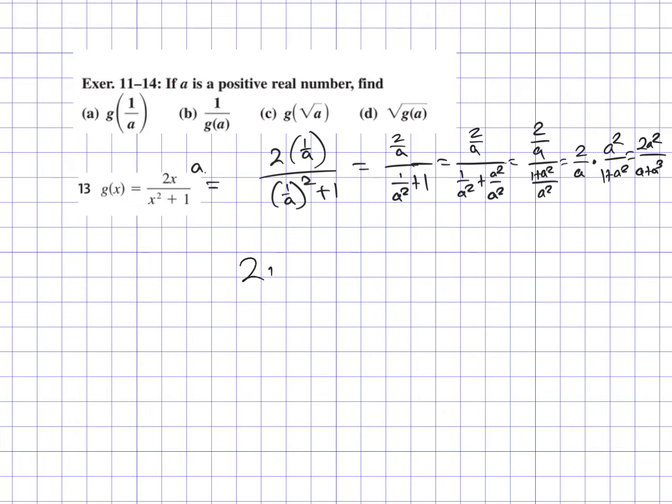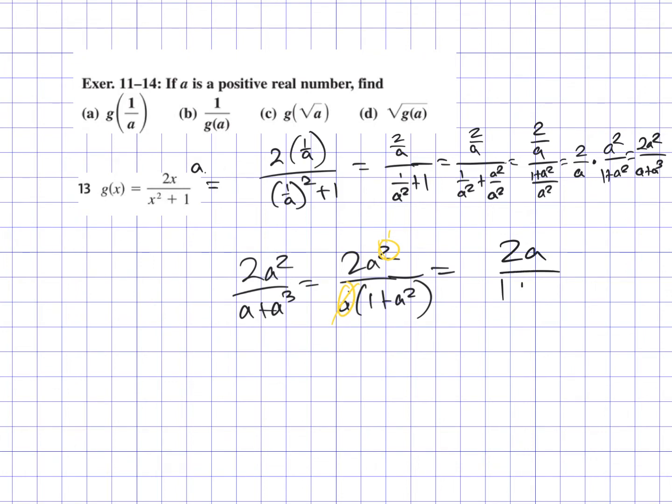And we get 2a squared over a plus a cubed. Let's take out an a out of the bottom and get 1 plus a squared. So this 1a will reduce with one of those, leaving just 1 on the top. So we get 2a all over 1 plus a squared.